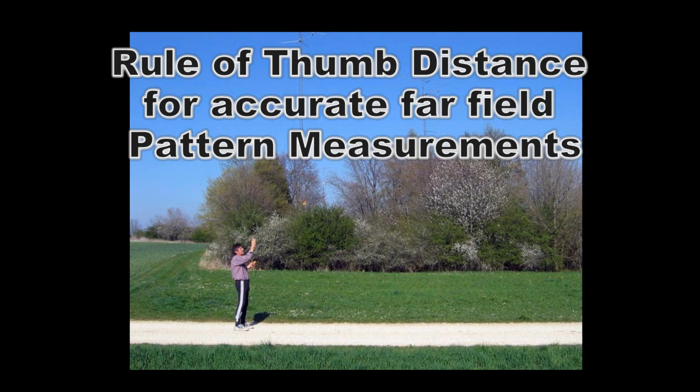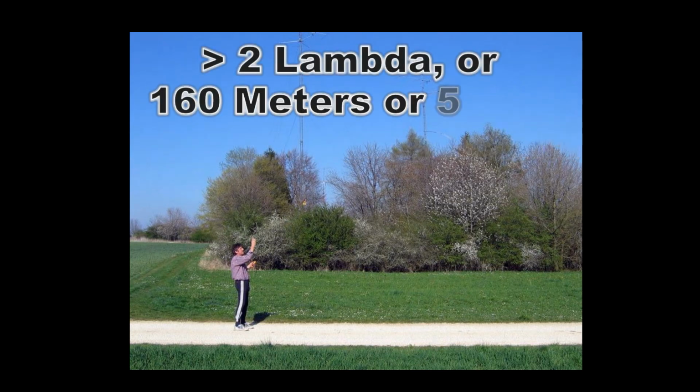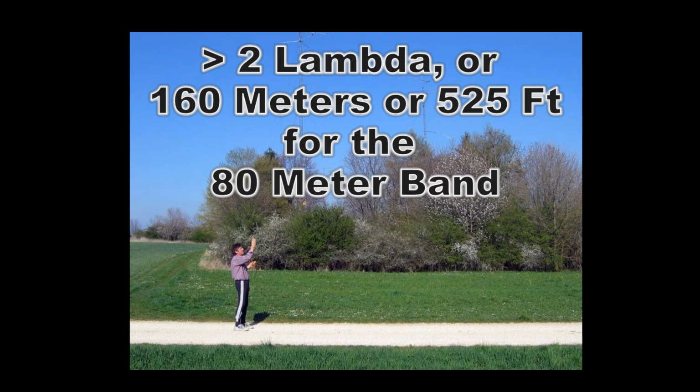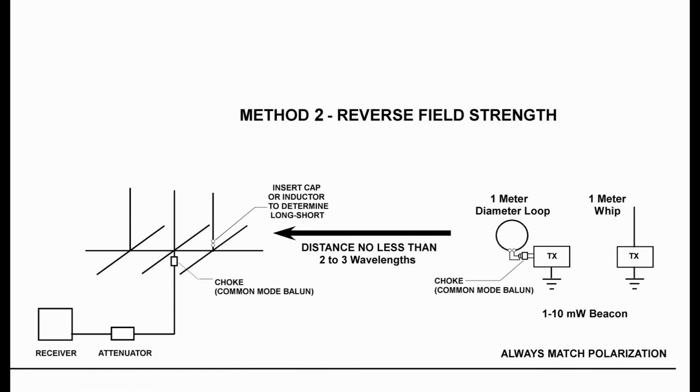Now, you might have heard of reciprocity, meaning that RF goes both ways equally, so why not put a little beacon transmitter out there someplace unattended at a very low power, and now you put the receiver at the antenna, and you tune it backwards. So this is a reverse method of tuning the elements. We're going to insert a cap or an inductor at the element and see if it's too long or too short, and then cut the element accordingly.